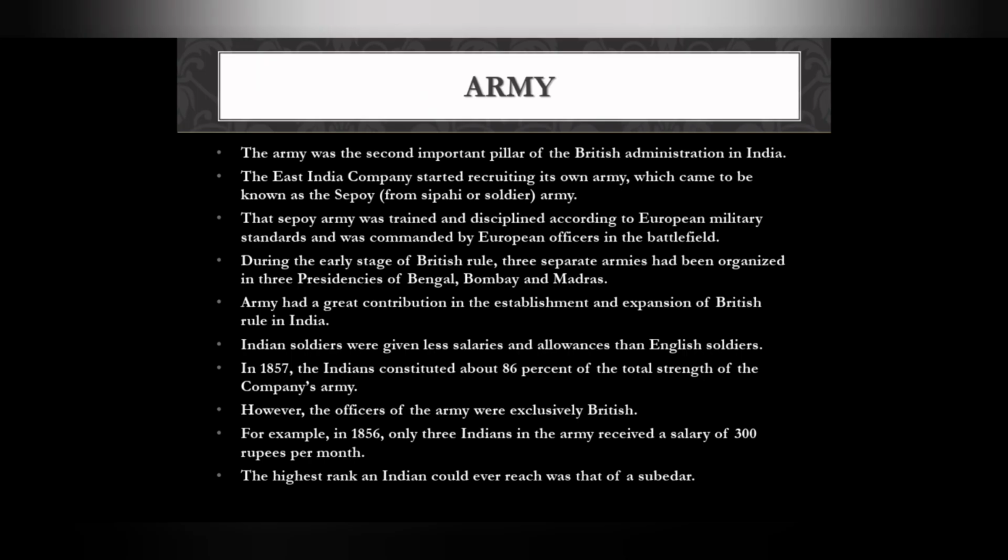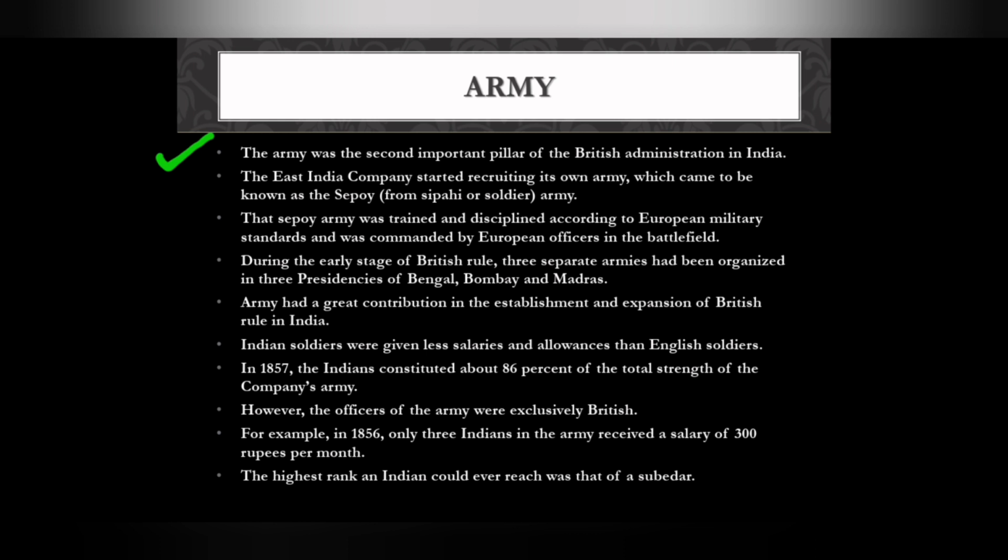So next comes the army. So far we were seeing what? Civil service, and now we are going to see the army. First point, the army was the second important pillar of the British administration in India. So it was the second pillar. What was the first one? The first one was the civil service.